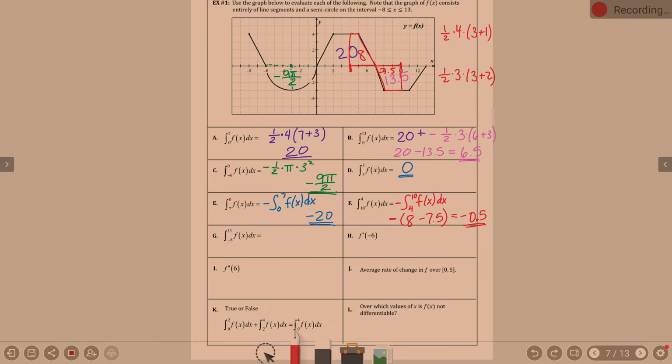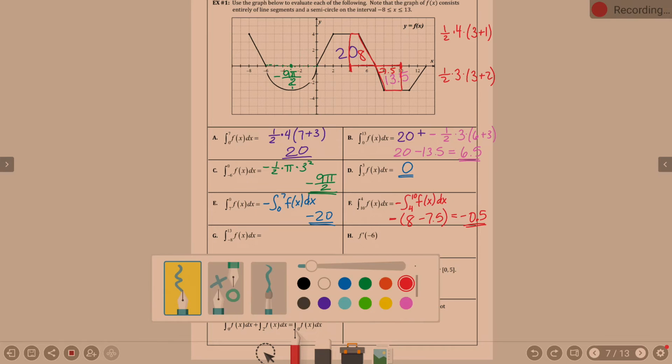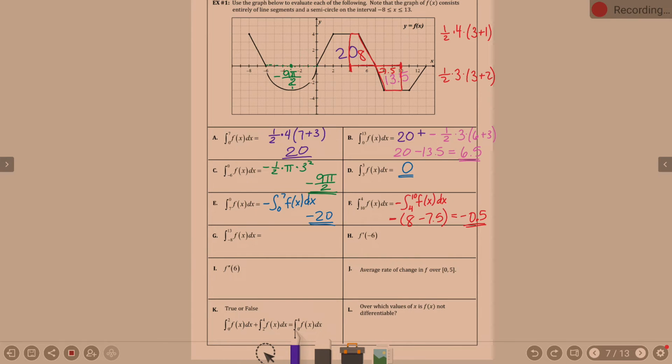Negative 8 to 13. One thing we don't know, isn't there? What do we know about that little end piece? It's a triangle. Triangle is 1/2 base height, so 1/2 times 2 times 4. So that triangle has an area of 4.